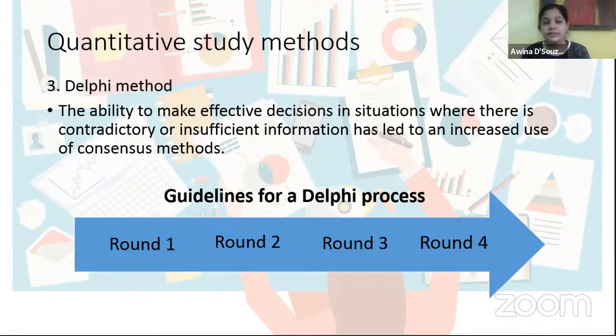Next comes the Delphi method. Now, the Delphi method is basically a decision making method. So, it's more of a group method. It consists of panelists who come together and discuss to reach a conclusion of a particular study. So, what happens in it? There are 4 rounds which take place.